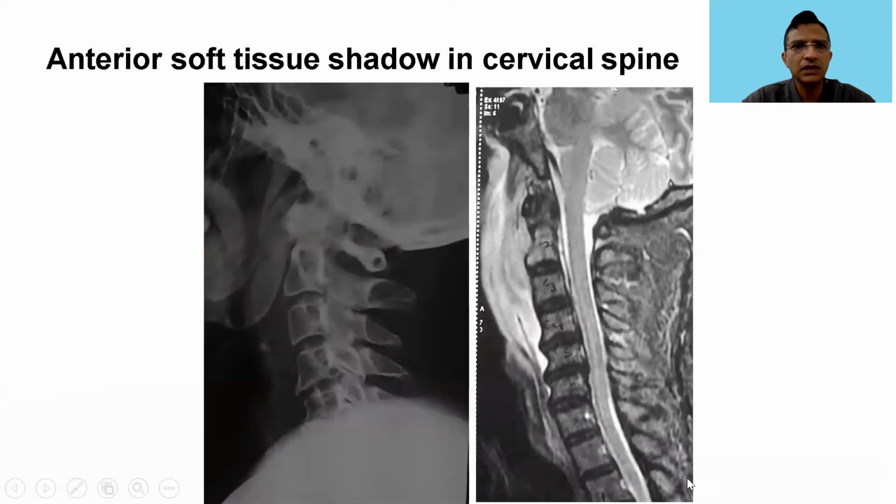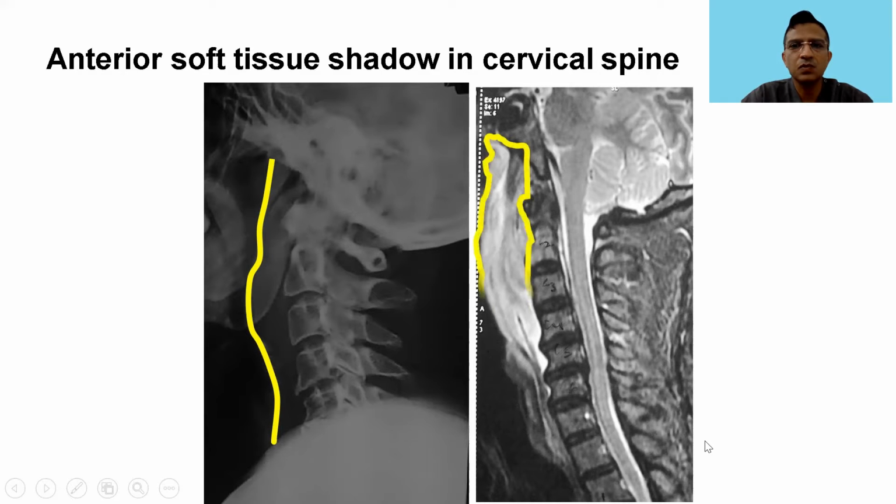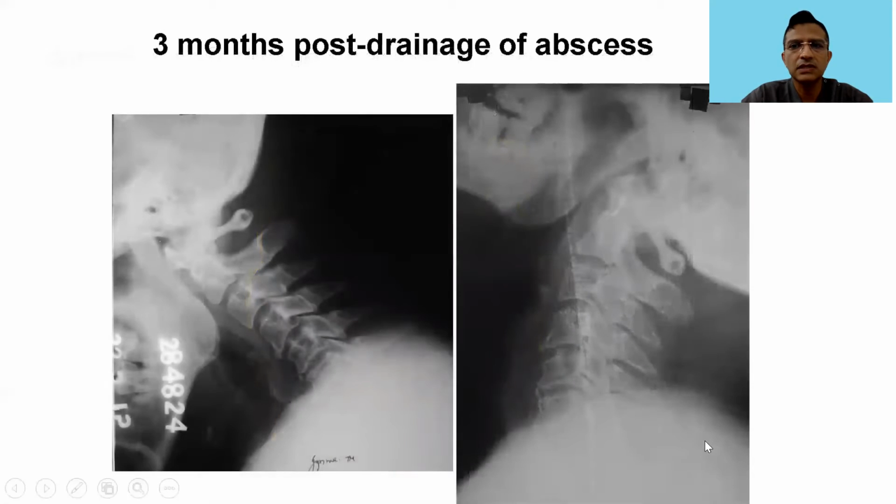Beyond that, we are more keenly interested in looking, not just, we are orthopedic surgeons and we tend to look more at the bones, but beyond the bones, we also need to look at the soft tissue. Now here is an illustrative case wherein the soft tissue shadow has increased in the anterior aspect of the cervical spine, and when we do an MRI, we realize that there is a prevertebral abscess which is causing a mass effect and had to be drained.